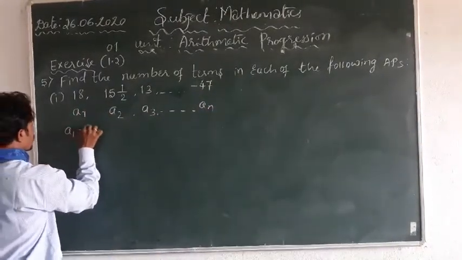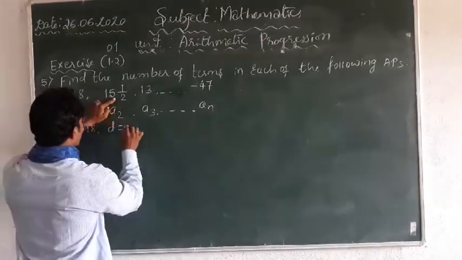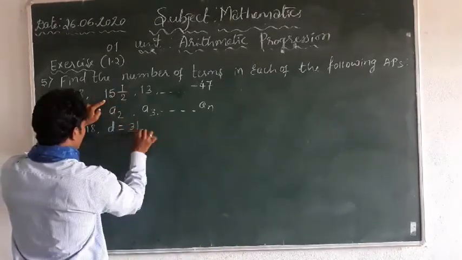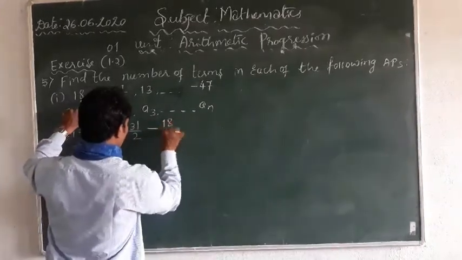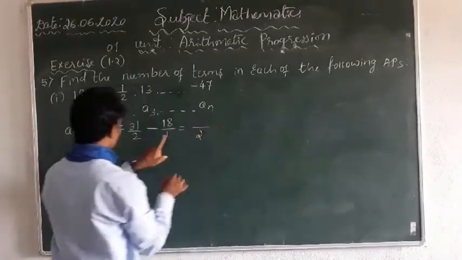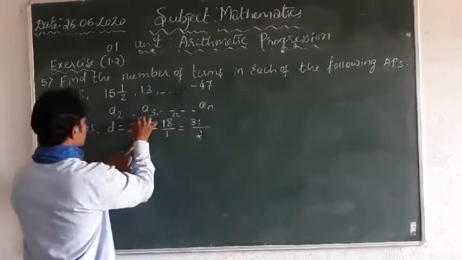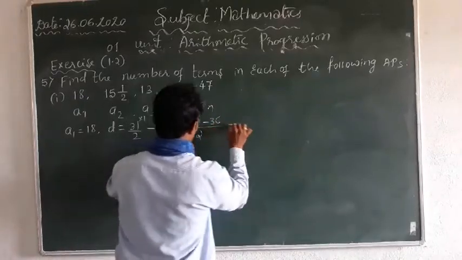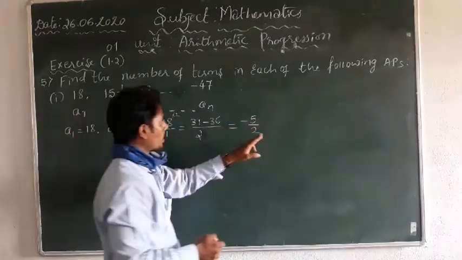A1 is equal to 18, the second term is 15 and a half. How can we get the difference? 2 fifteens are 30, 30 plus 1 is 31, divided by 2, minus the first term 18. LCM is 2. 31 minus 2 18s are 36 is equal to minus 5 divided by 2. Difference is minus 5 by 2.